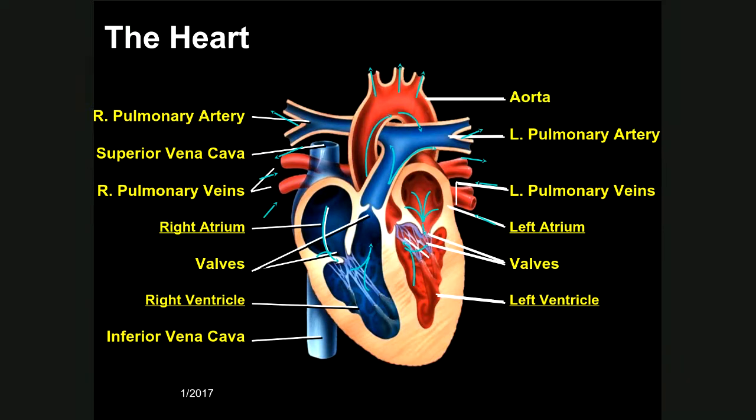We have the aorta, which is the largest artery in the body that pumps blood throughout the body. The left pulmonary artery, the left pulmonary veins, the left atrium, and valves, and the left ventricle.